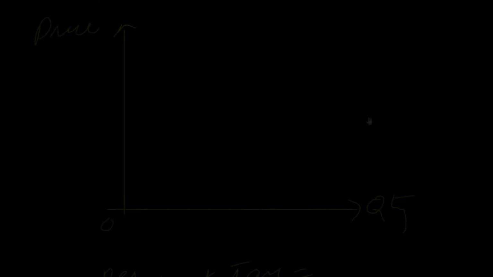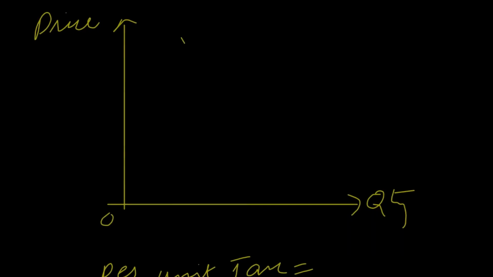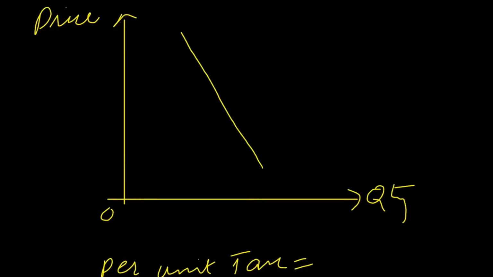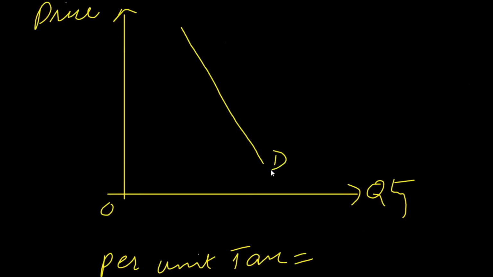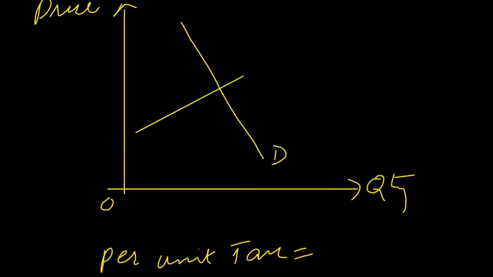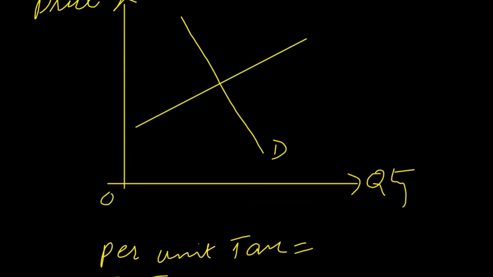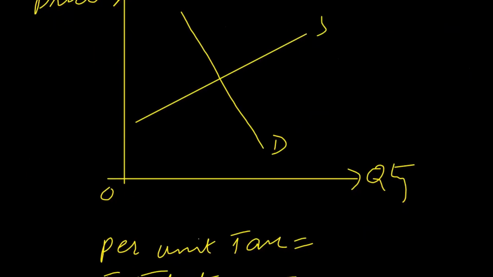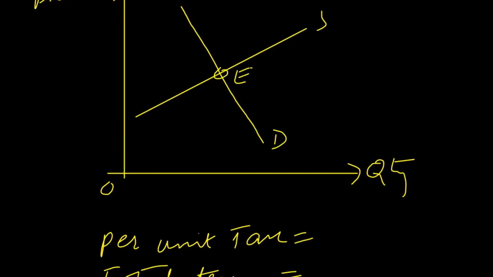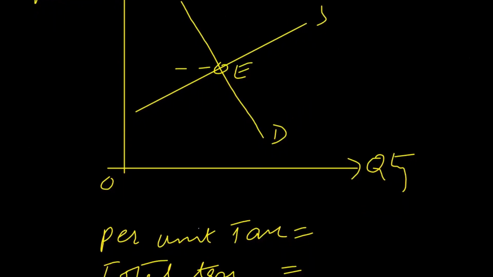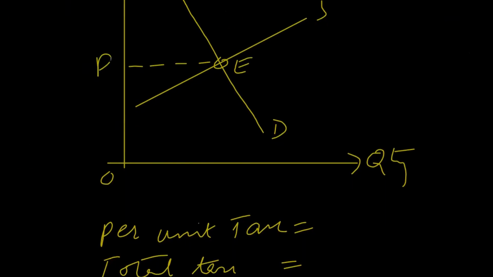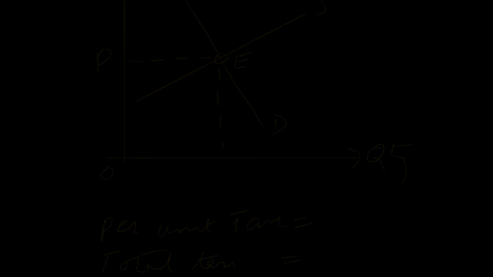If we draw a relatively inelastic demand curve, then the demand curve will be steeper like this. So this is the demand curve, and a relatively flatter supply curve like this. So this is the supply curve. Initially, equilibrium takes place at point E, where the equilibrium price is P and the equilibrium quantity is Q.